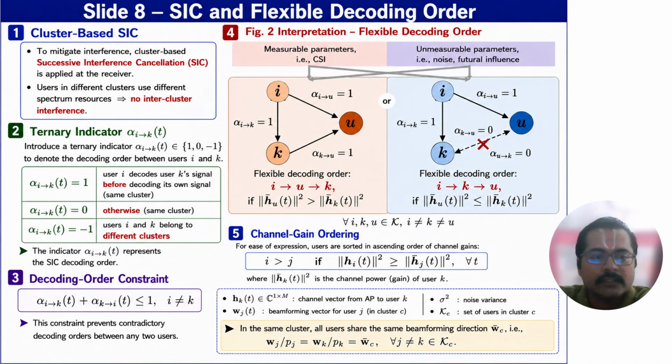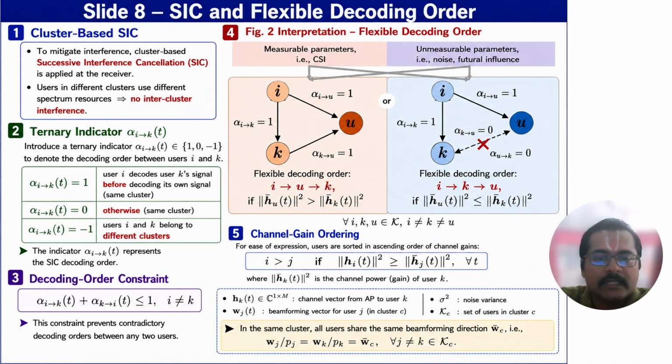Next, otherwise, I_ik(t) equal to 0 means user i decodes its own signal. I_ik(t) equal to minus 1 means users i and k belong to different clusters. So it's a decoding order. You can understand this more by studying in detail. So what is the constraint on this decoding order? This value should be less than or equal to 1.